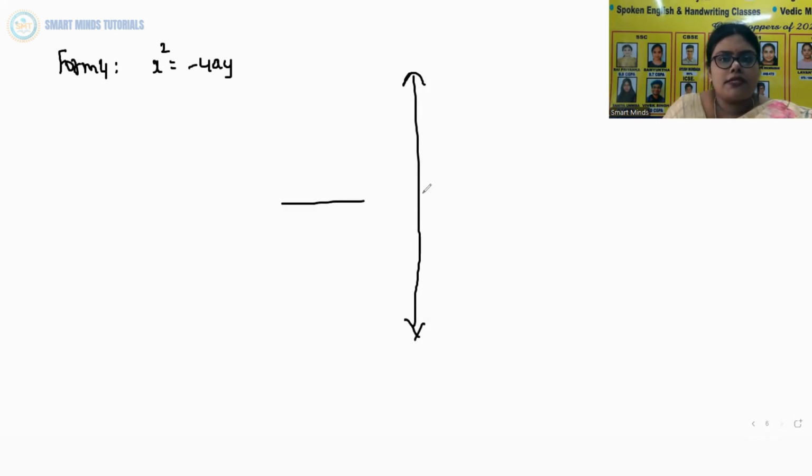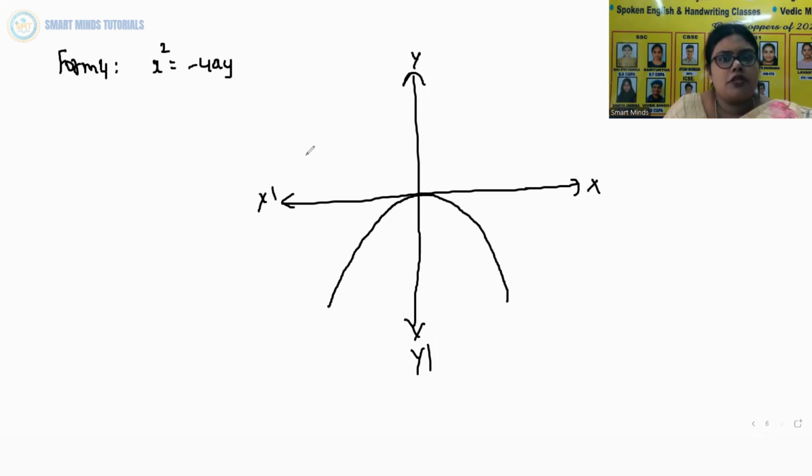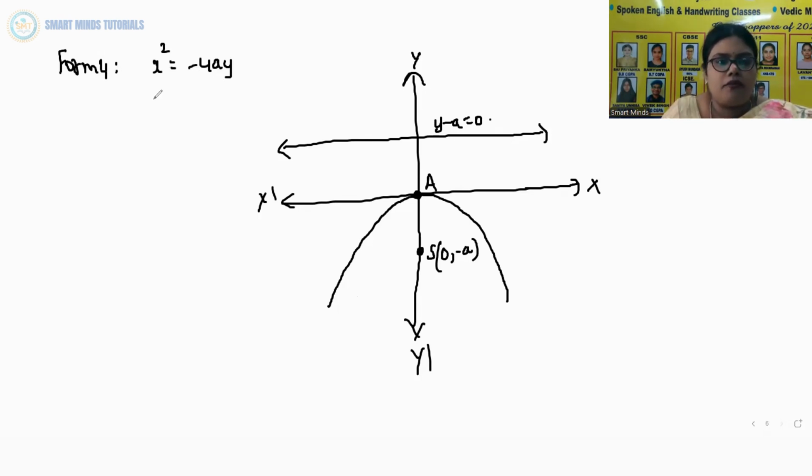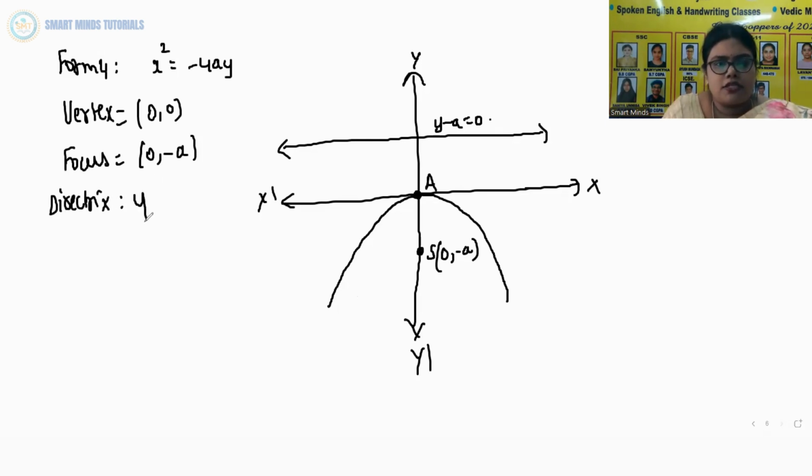So form 4 is x square is equal to minus 4ay. Again let's draw the figure. This is the y-axis and this is the x-axis, and the parabola is downward. This will be the directrix, this is the vertex A, and this is the focus, 0 comma minus a. This directrix is y minus a is equal to 0. So if the form is x square is equal to minus 4ay, then the vertex is 0 comma 0, the focus is 0 comma minus a, the directrix is y minus a is equal to 0, and the axis is x is equal to 0.